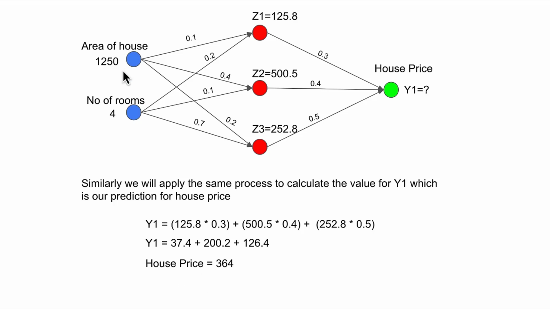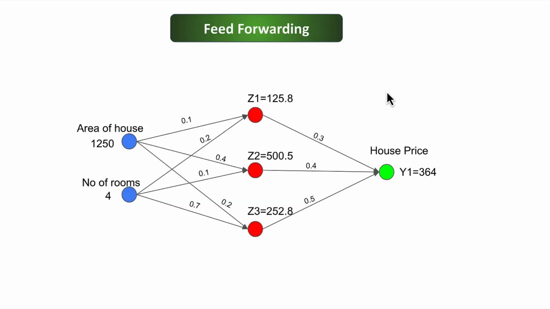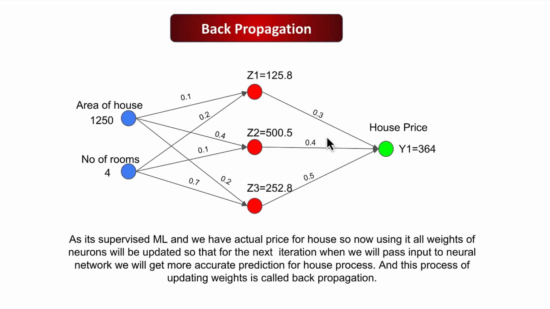But for now we have passed input data to our neural network at the input layer and we have calculated the value of neuron at the output layer, and this process is called feed forwarding. So feed forwarding is the process of passing all your training data to the neural network at the input layer and getting the value of neuron at the output layer. And after getting this predicted value, we are going to update these weights. And the process of updating these weights is called backpropagation.